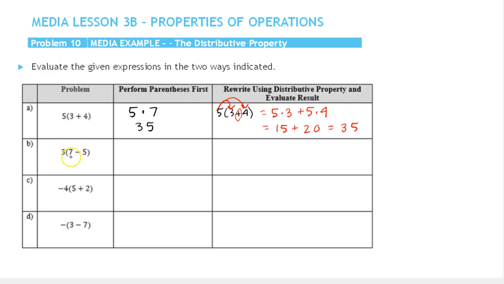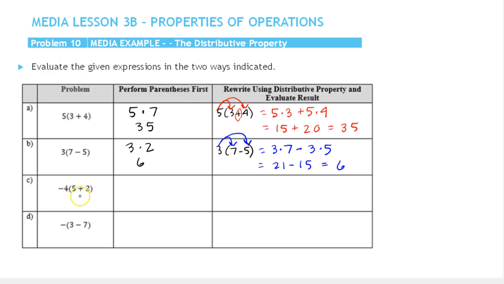Well, if we do the parentheses first, 7 minus 5 is 2, and we'd have 3 times 2, which is 6. Now we'll use the distributive property, and I'm going to use the arrows again. I'm going to multiply 3 times 7, and then subtract 3 times 5. So 3 times 7 minus 3 times 5. So this is 21 minus 15, which is 6. And notice our results match. Okay. Let's look at the next one.